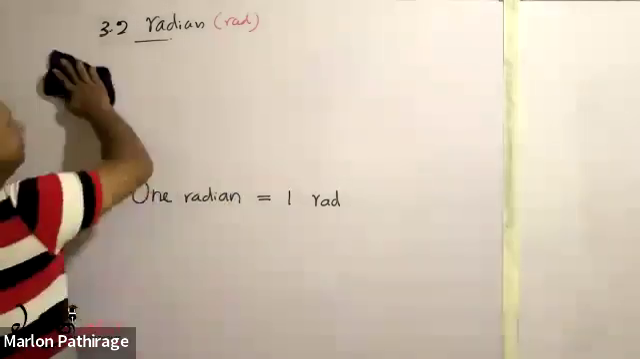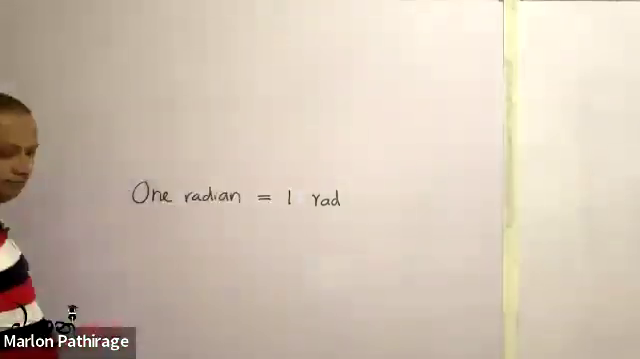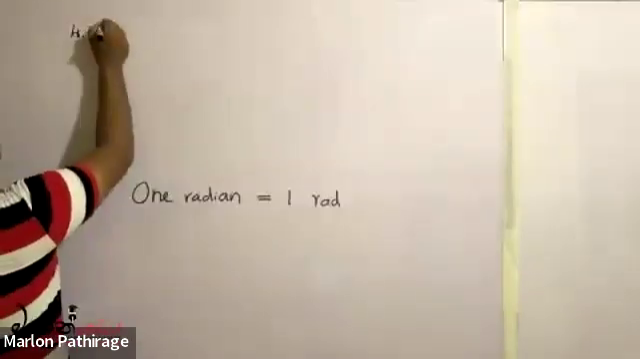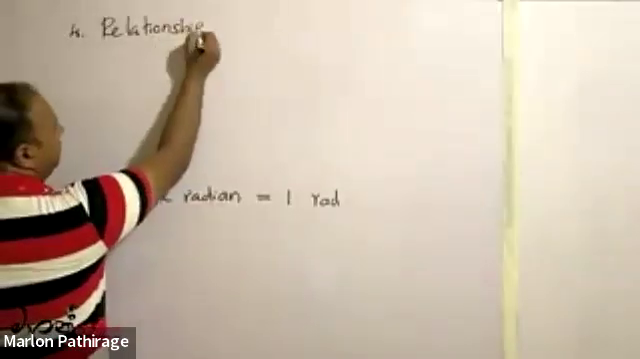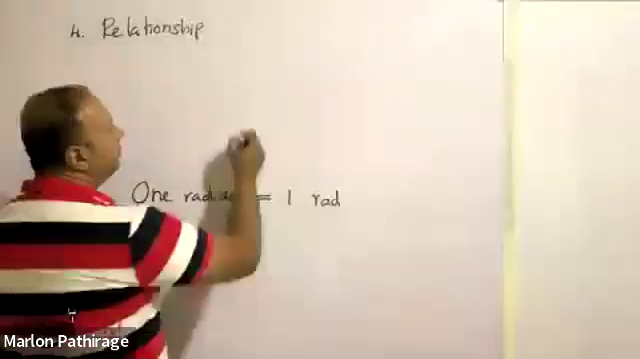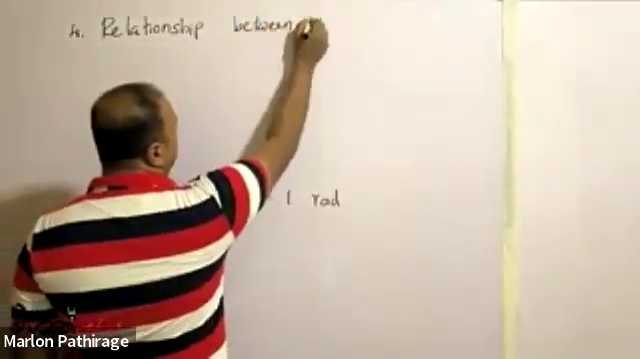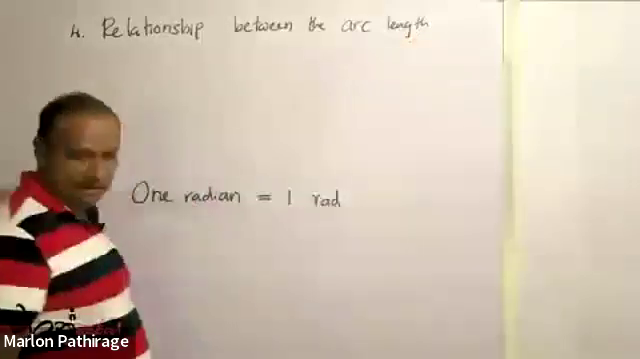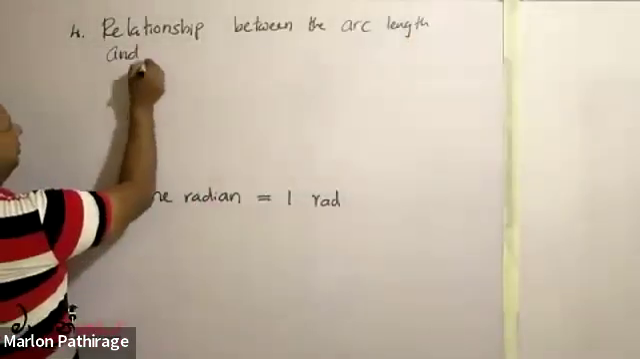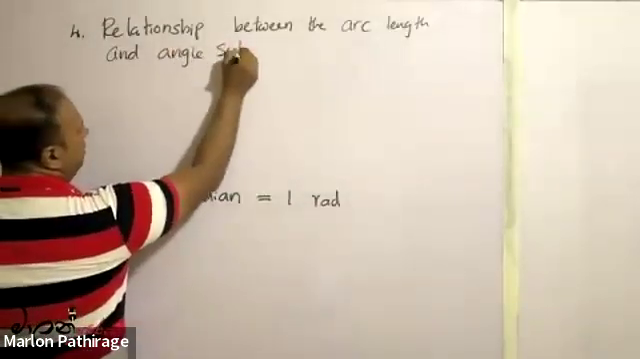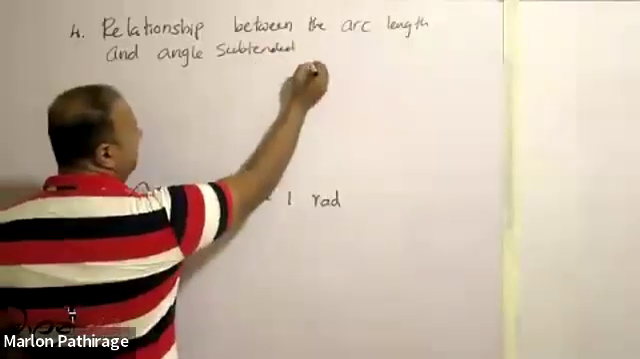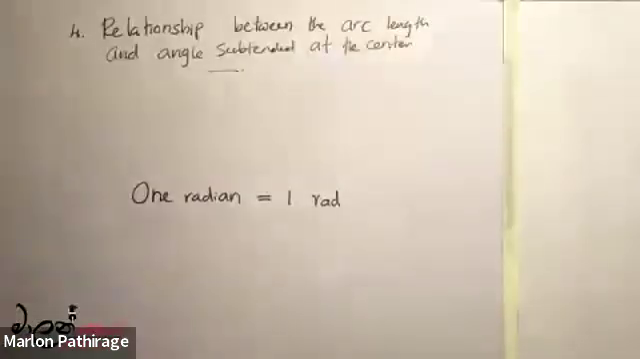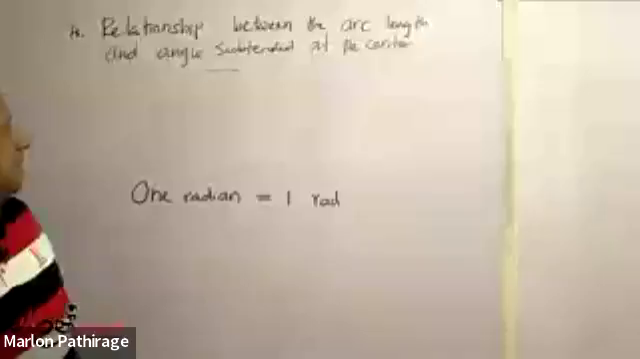Okay. They write a fourth topic: relationship between the arc length and the angle subtended at the center.